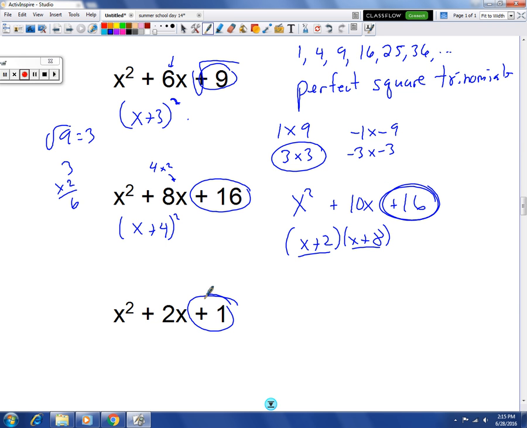Alright, and this one sometimes gets neglected, that plus 1. 1 is a perfect square. And the only thing multiplied to get 1 is 1 times 1. And then 1 plus 1, that's 2. So sometimes we kind of neglect this one. Don't let this one catch you. It's 2x plus 1 squared. But again, practice writing it with the exponent.